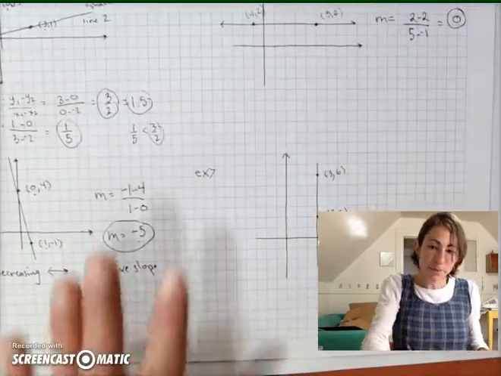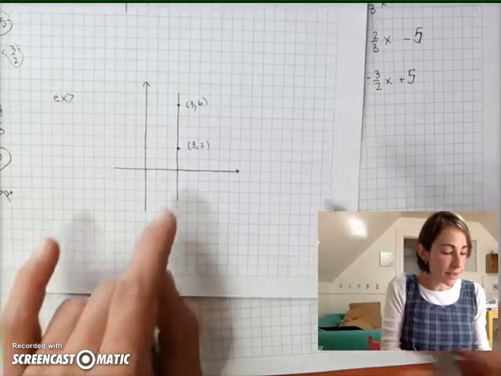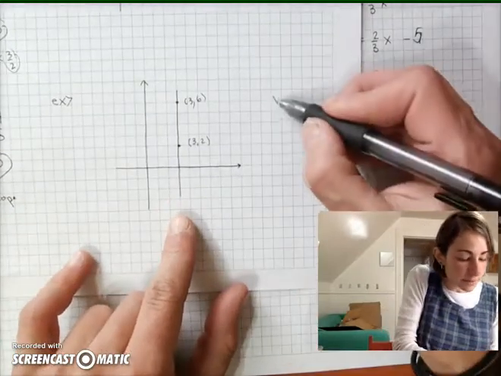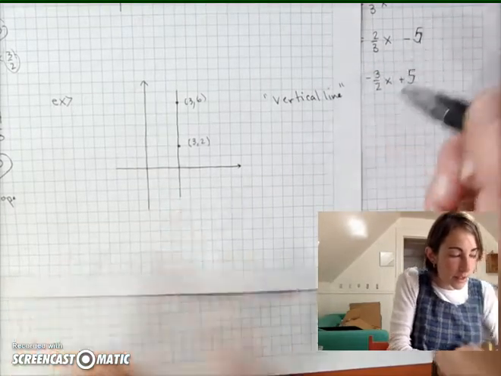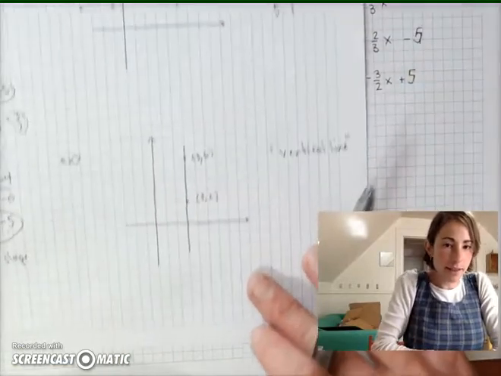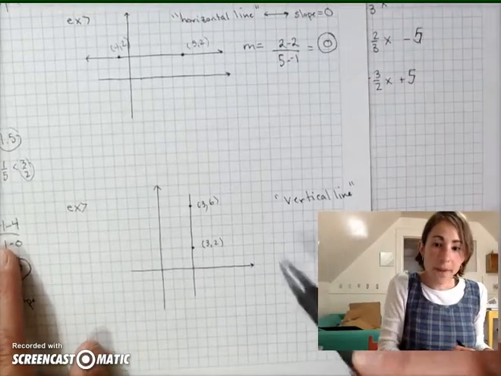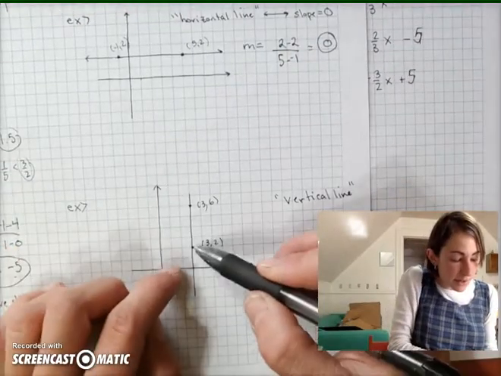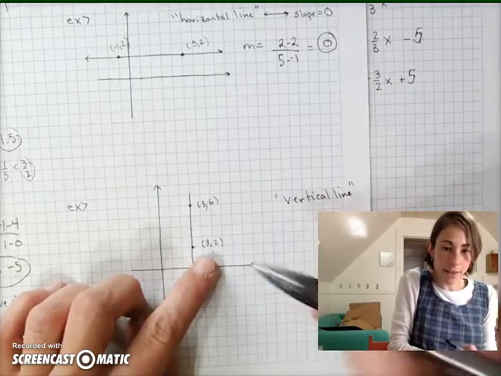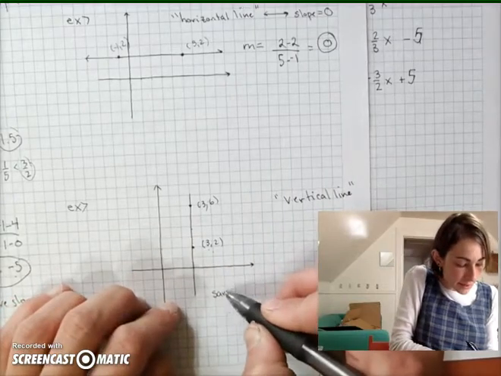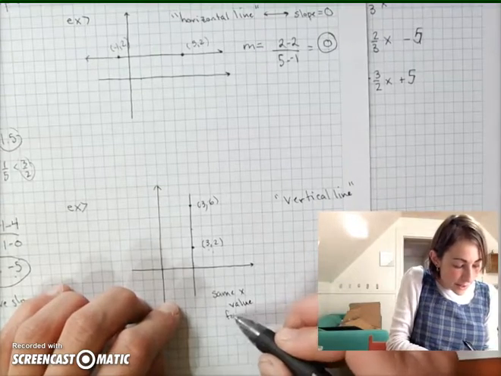One final example before we make some observations in writing. This is a vertical line. Vertical and horizontal lines have interesting slopes. We just saw that a horizontal line has slope 0. What slope will a vertical line have? Well, you'll notice that if a line is vertical, then any points on the line have the same x value. Same x value for all points on the line.